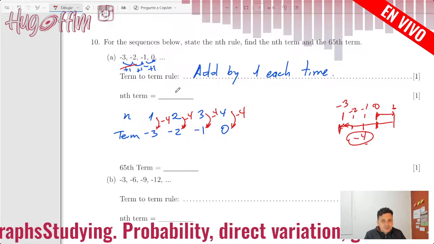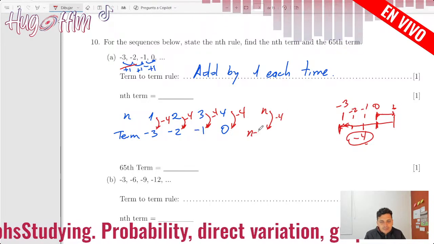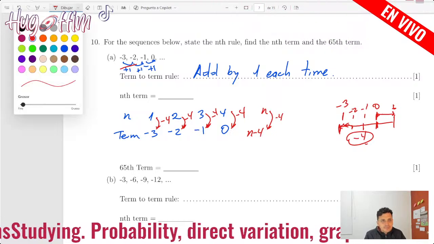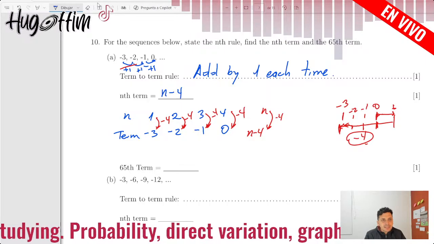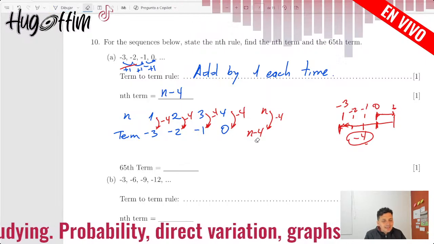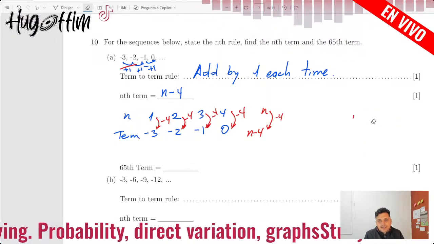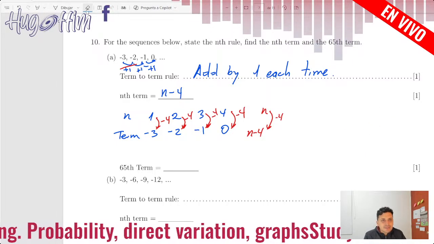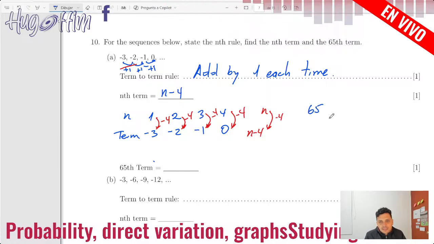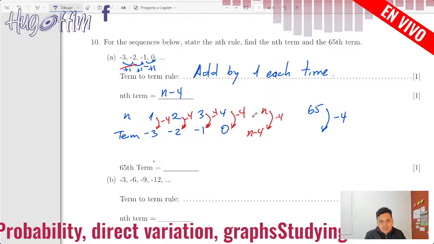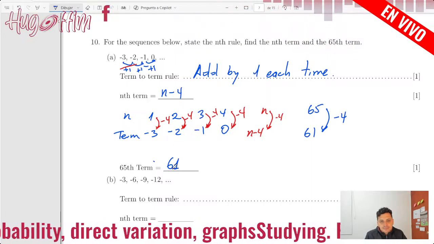So the n term is going to be n minus 4. This is how I understand how I can get my n term. And finally, I want to find the 65th term. To find the 65th term, I just need to put n is 65. So as I'm subtracting by 4, 65 minus 4 is 61. That's it.